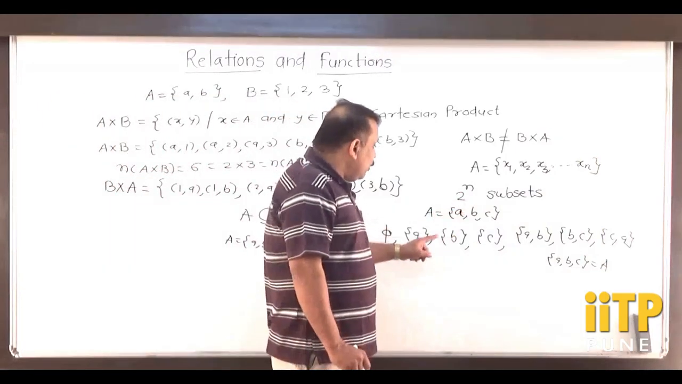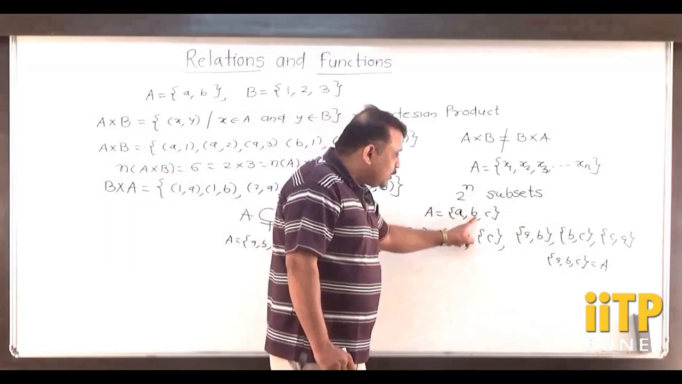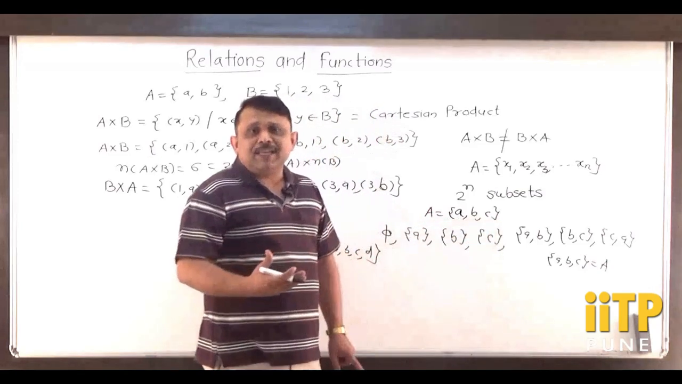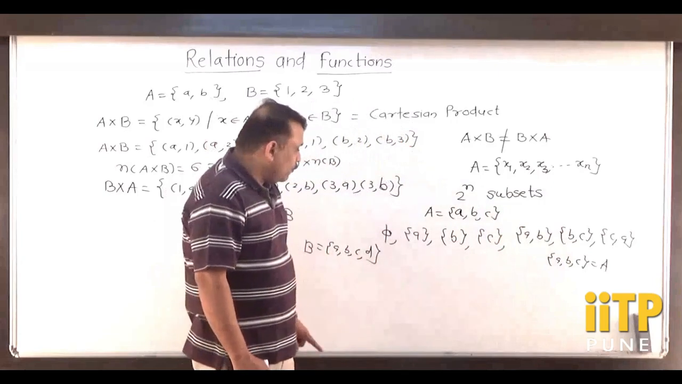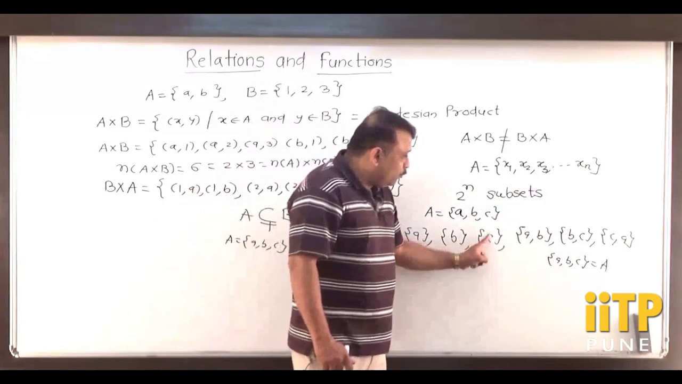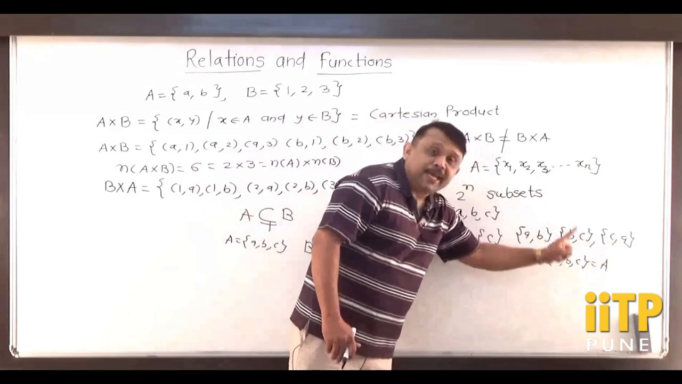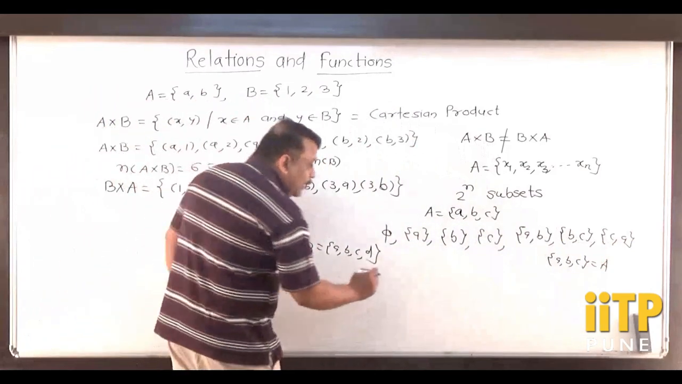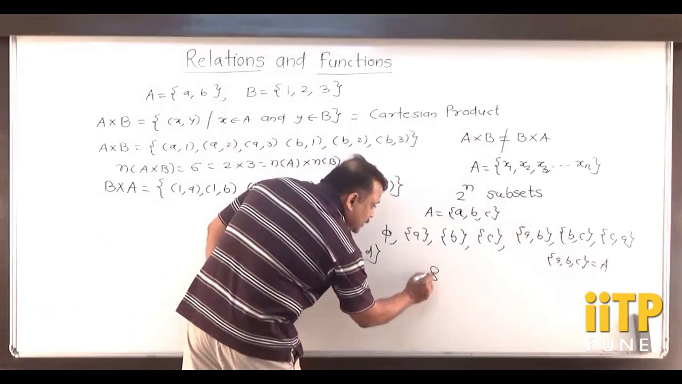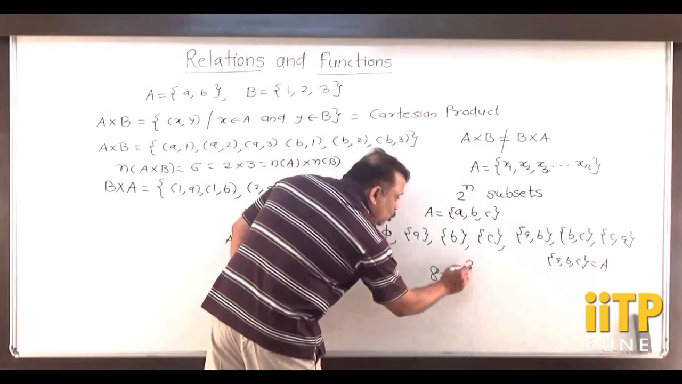So, what I was saying was, if a set contains 3 elements, it has how many subsets? All these are the total number of subsets of A. So, 1, 2, 3, 4, 5, 6, 7 and 8. So, there are 8 subsets of capital A. So, 8 subsets means I can write 2 to the power 3.